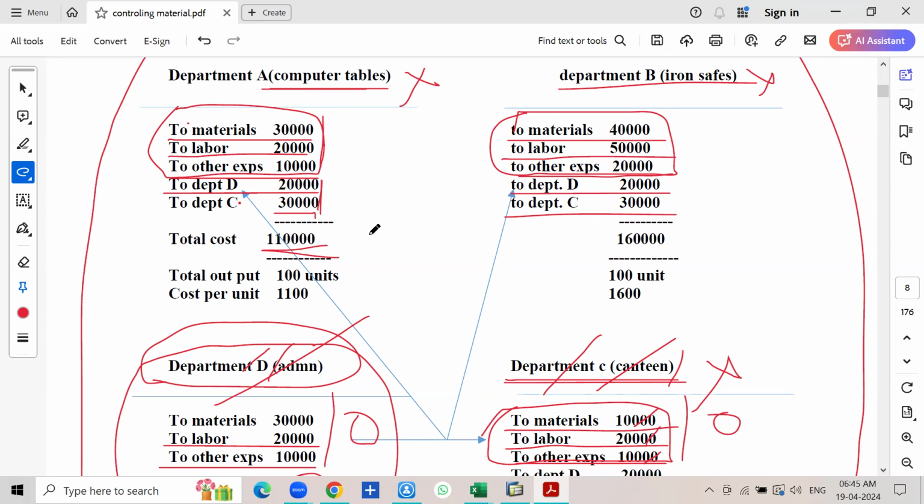Then in department A, in the month of April, you produced 100 computer tables. Then total cost is 1,10,000. Total output is 100 units. So cost per unit 1,100, right?